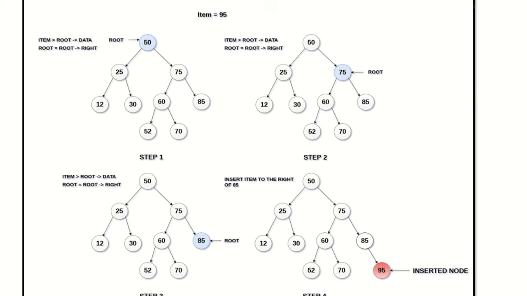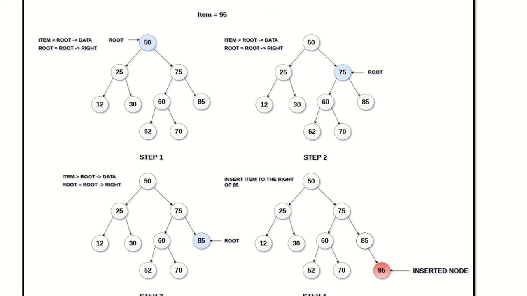As I told you earlier, you need to compare the element with the parent node, and accordingly you have to move to the left side if it is lesser, or move to the right side if it is greater. In this example, the item to be inserted is 95. So 95 will be compared with the root element 50. Since 95 is greater than the root 50, it will be moved to the right subtree.